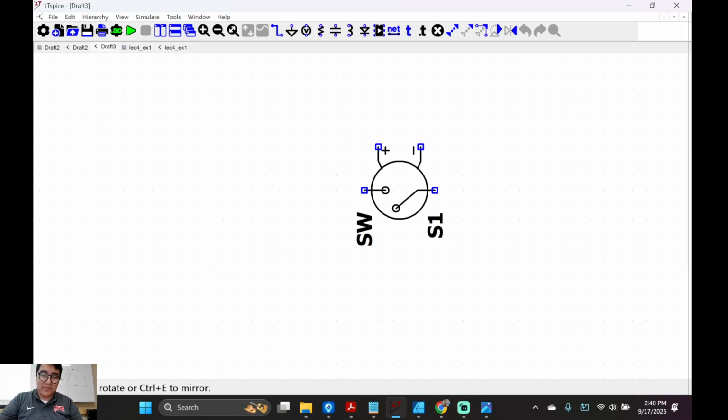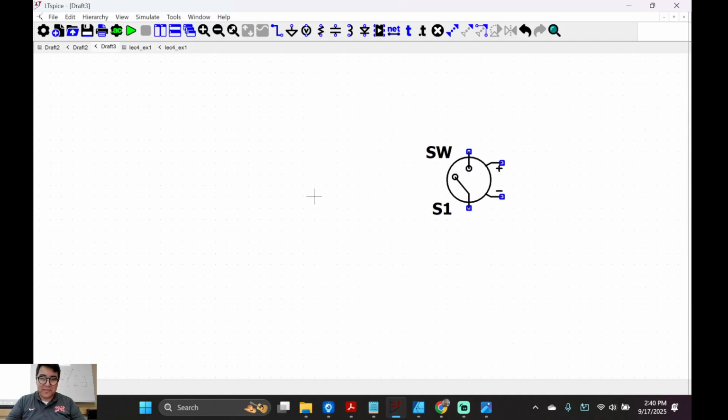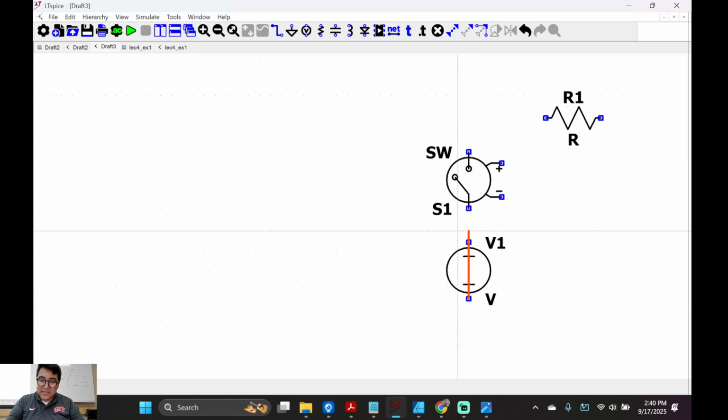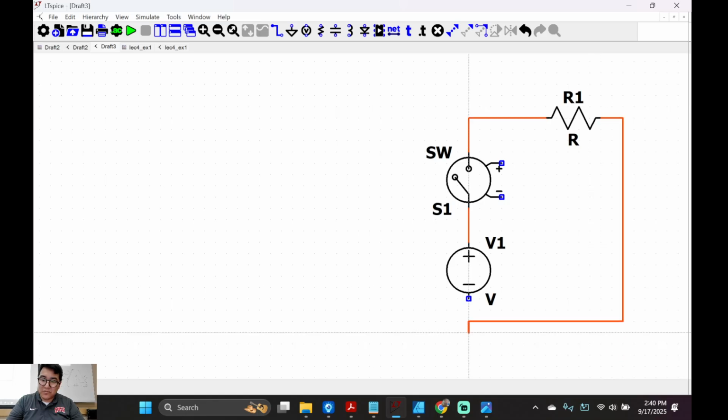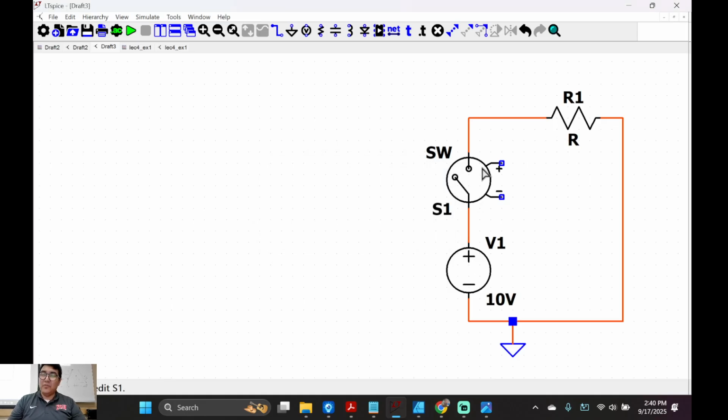So let me show you an example of what I'm trying to do. I'm going to instantiate this switch. Let's do a simple problem first. Resistor. Voltage. I'm going to connect this switch. Wait, hold up. Connect the switch. Guys like that? Do 10 volts, right?